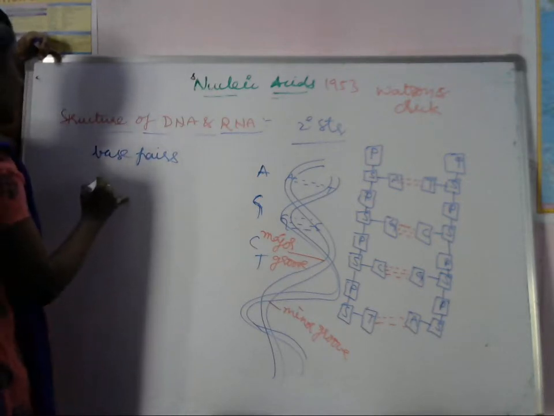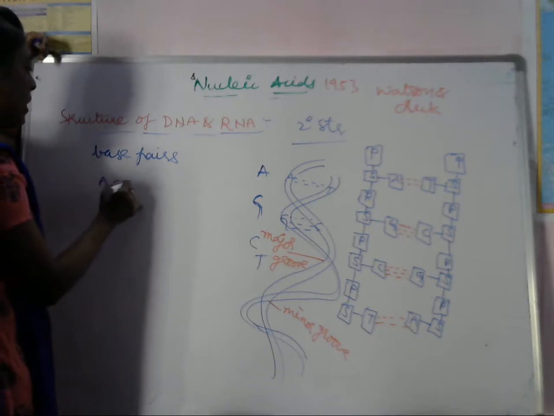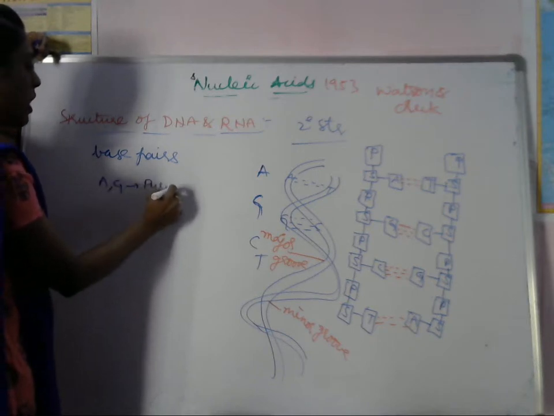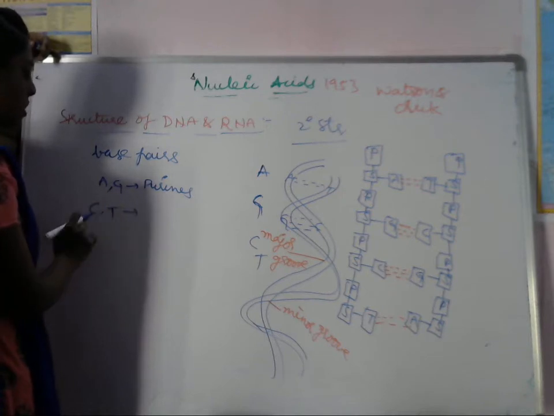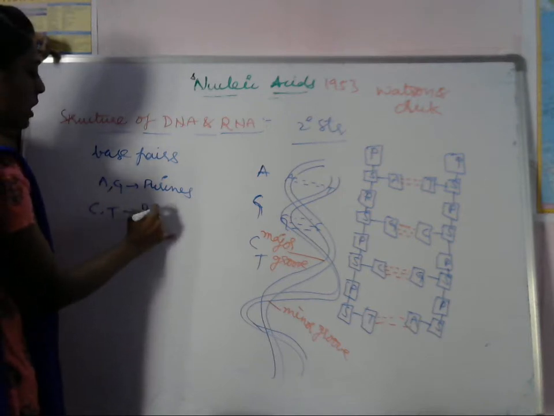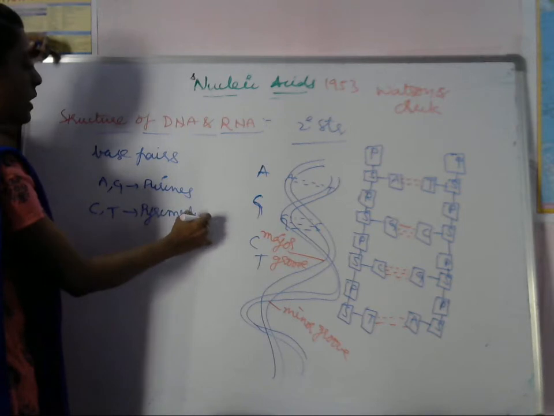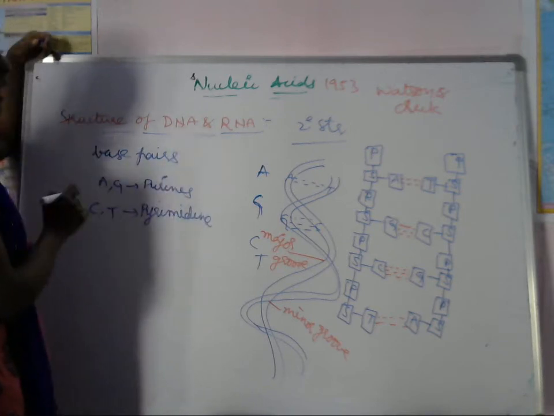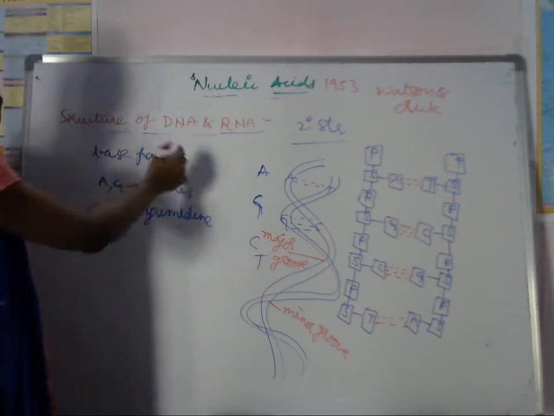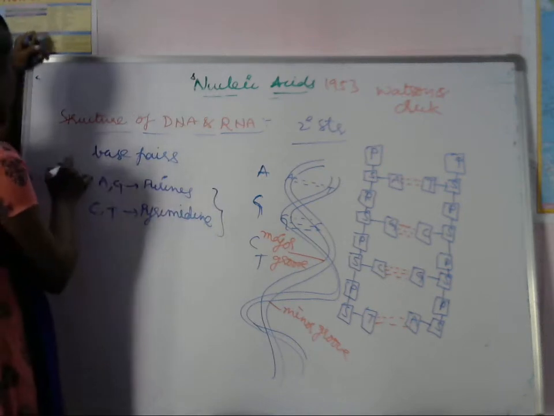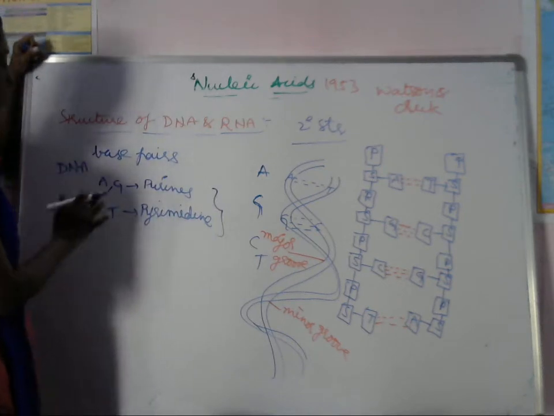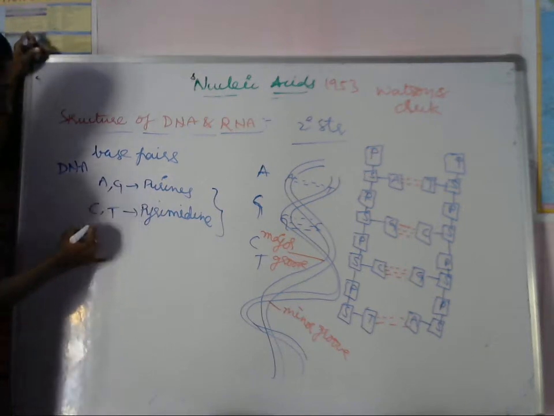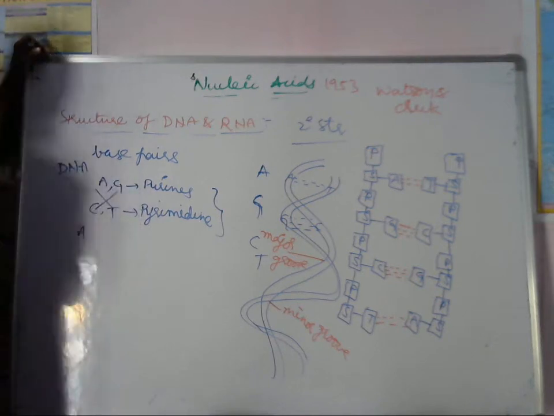A and G are purines. And what about cytosine and thymine? These are the pyrimidines. In DNA, the bases are A, G, C, T. There is a bond formed between A and T, and C and G.